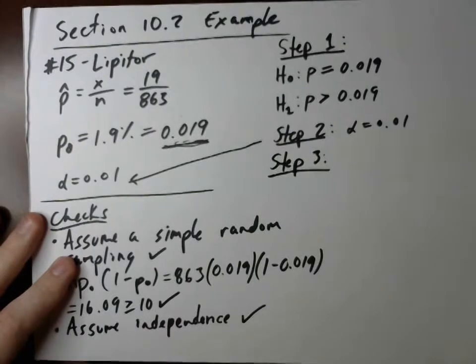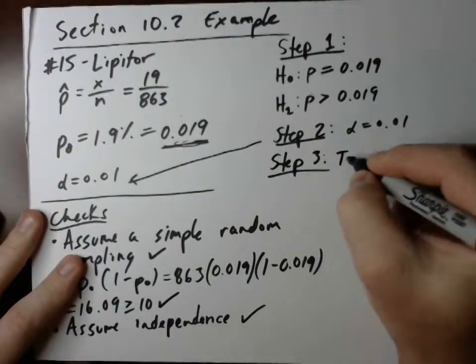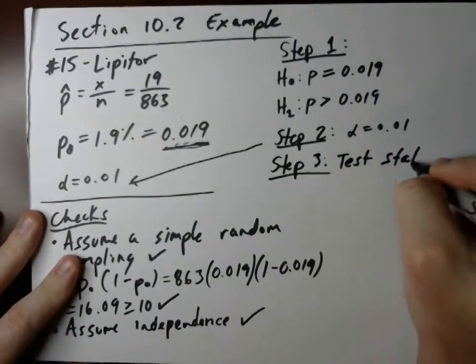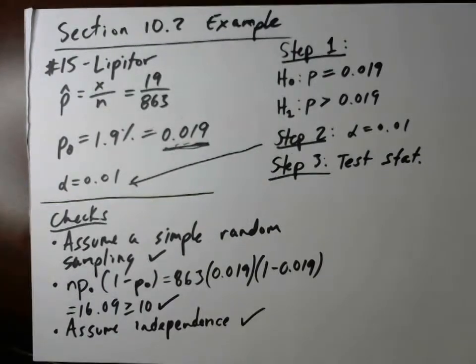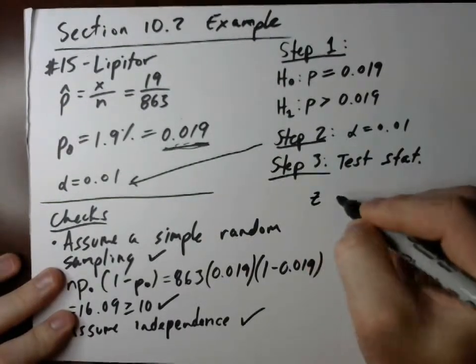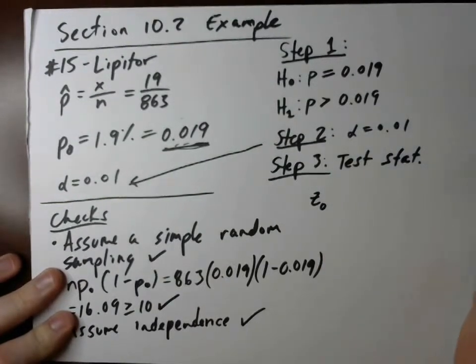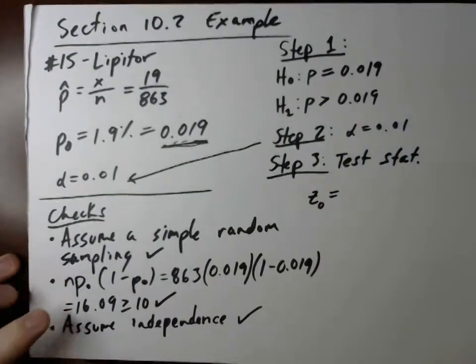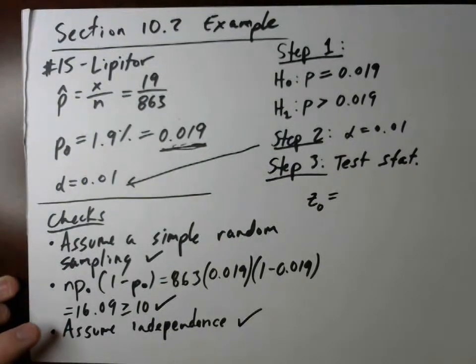Step 3 is where we get into the calculations. Step 3 represents our test statistic. And our test statistic for a hypothesis test for a population proportion is a z-score value, as you may remember. So we call this z-naught for test statistic. Z-naught is our test statistic for a hypothesis test.